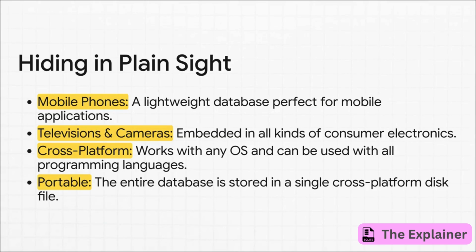And how does it get to that insane number? By hiding in plain sight. It is the ultimate stealth technology. It's on every single smartphone, both iOS and Android, quietly managing your contacts, your text, your app data. It's inside your web browser, Chrome, Firefox, you name it, handling your history and cache. It's in thousands of desktop apps you use every day. It's in your smart TV, it's in the dashboard of your car, it's even in your digital camera. It is the silent, invisible, completely reliable workhorse that powers our modern world.